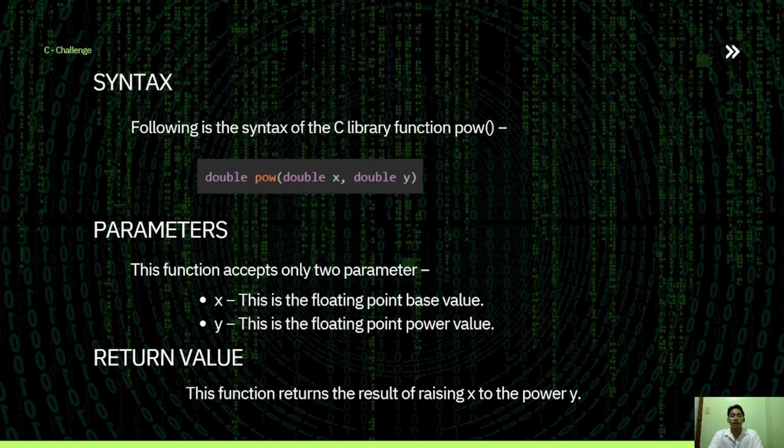Syntax. The following is the syntax of the C library function pow: double pow(double x, double y). Parameters: this function accepts only two parameters, x and y. The x is the floating point base value, and y is the floating point power value. The return value is x raised to the power of y.